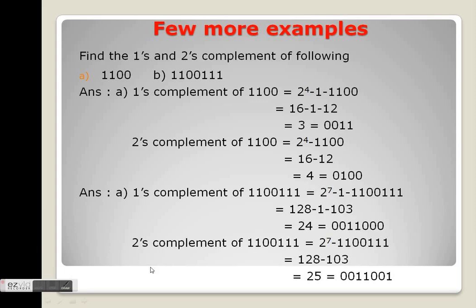You can also find the twos complement with the help of the shortcut. In the shortcut, we know that we keep the first rightmost one as it is, and we change the rest of the ones into zeros and zeros into ones. So in this case we'll get 0011001.